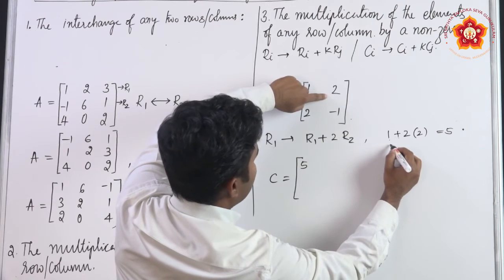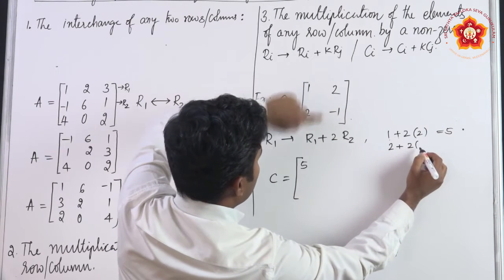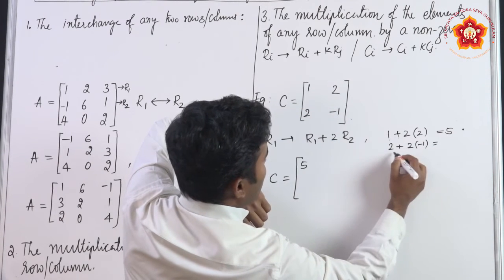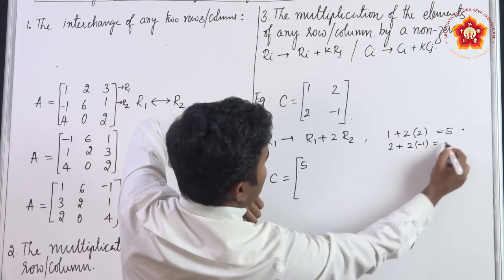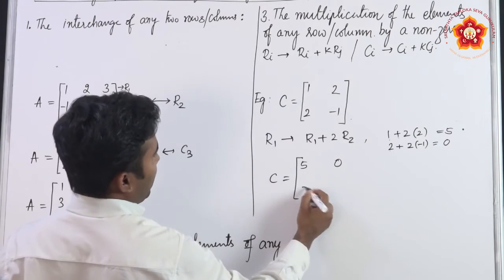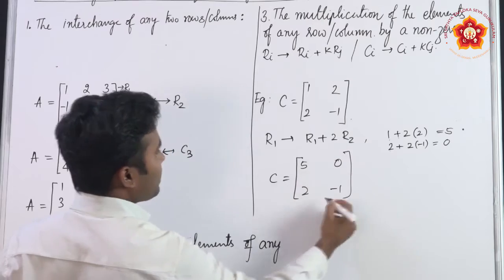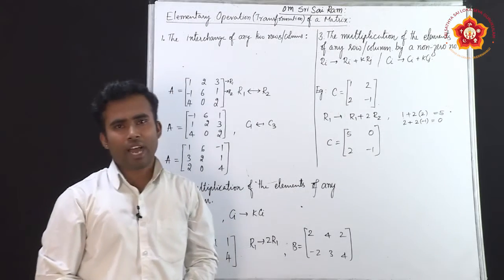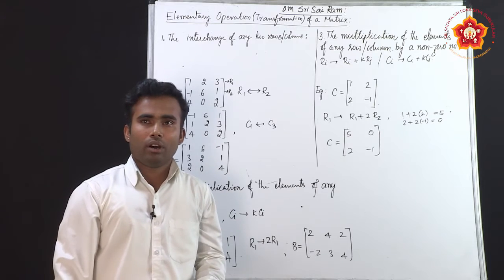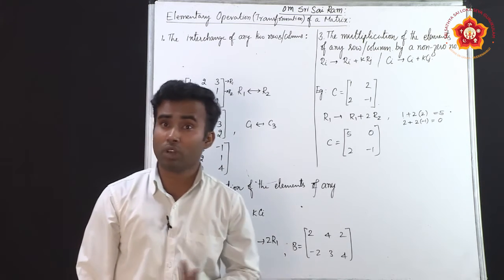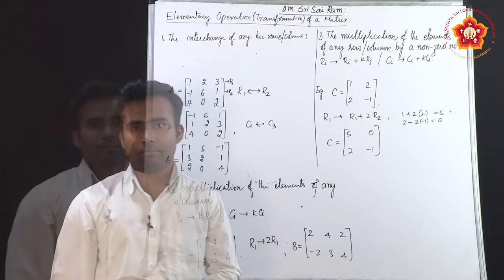That is R1 here is 2 plus 2 times R2. What is R2? The corresponding element is minus 1. So, what is this? 2 minus 2, it will be 0. So, this element is 0 and R2 remains as it is. This is how we are going to do the elementary operations. Either we have to use a row elementary operation or we can use a column elementary operation, but we should not use both at the same time.